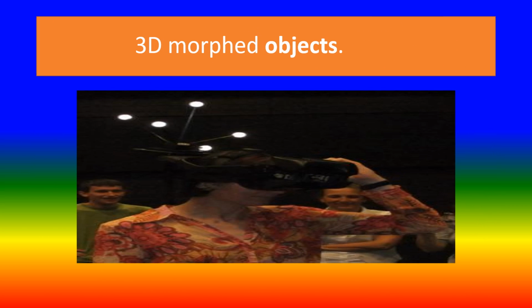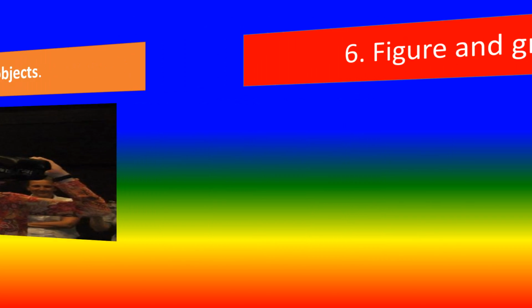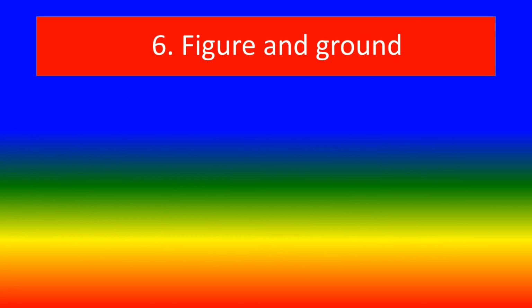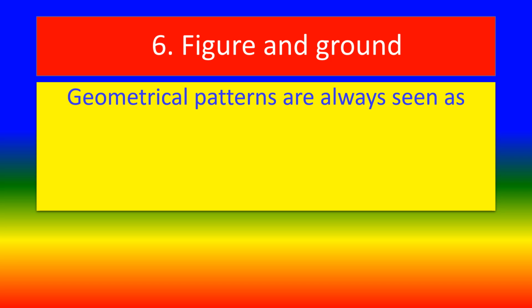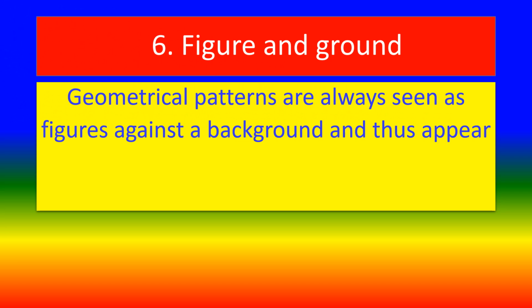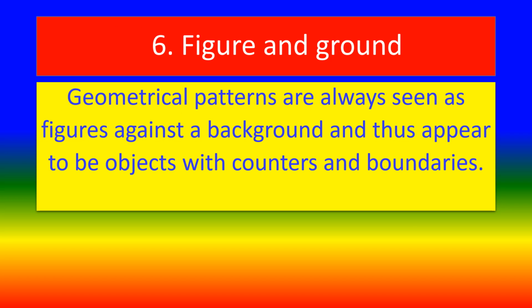3D morphic objects. Sixth feature, figure and ground. Geometrical patterns are always seen as figures against a background and thus appear to be objects with contours and boundaries.